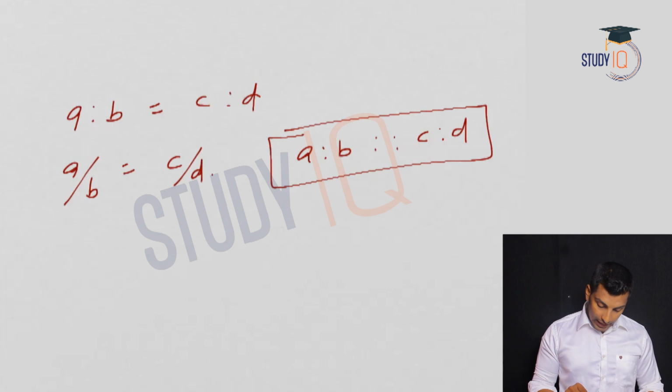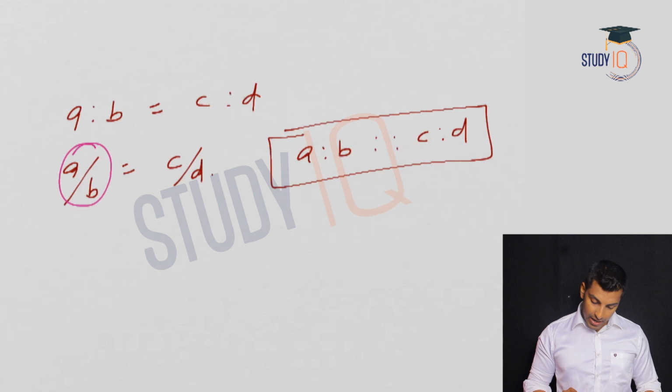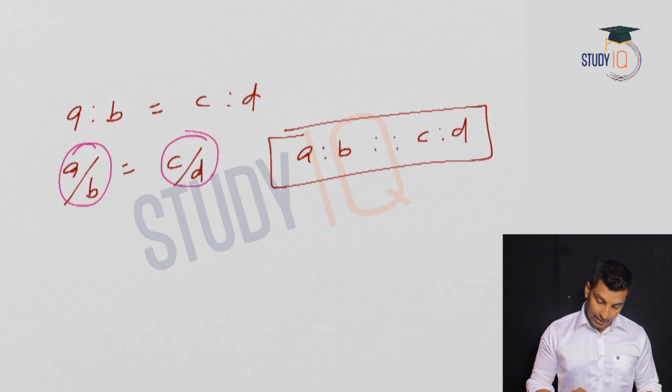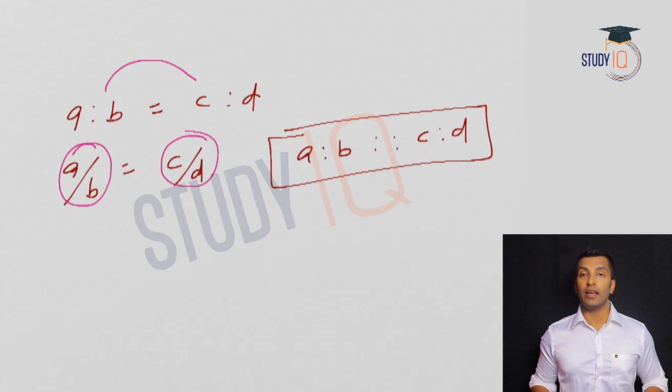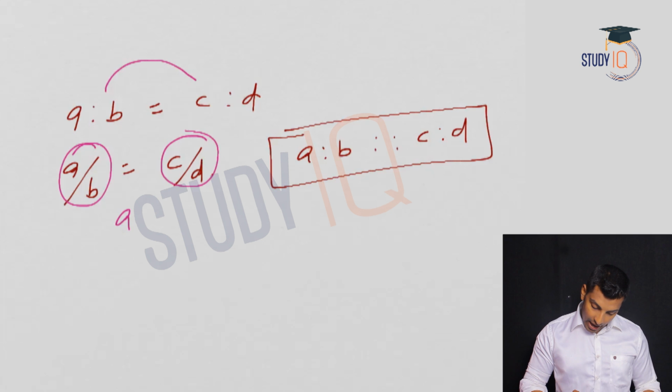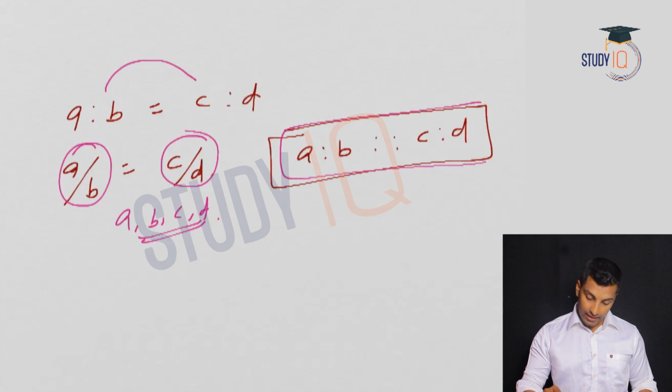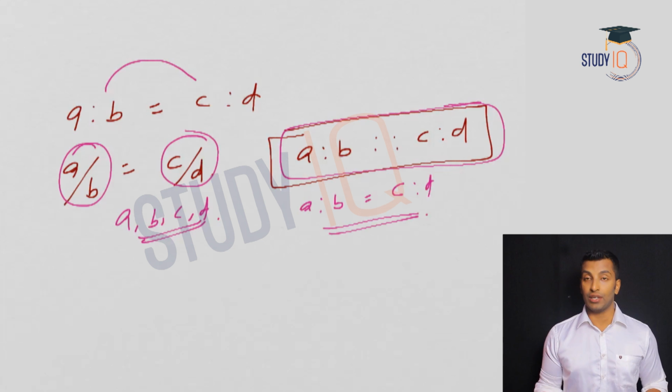So the point I need to tell you is, if A by B is equal to C by D, or if two ratios are equal like this, the four terms in the ratio, A, B, C, D, will be proportionals. So here in this case, A, B, C, D are proportionals. Now how will you represent this? You will represent it like this: A is to B as C is to D, or A is to B equal to C is to D. This is a simple representation, right?